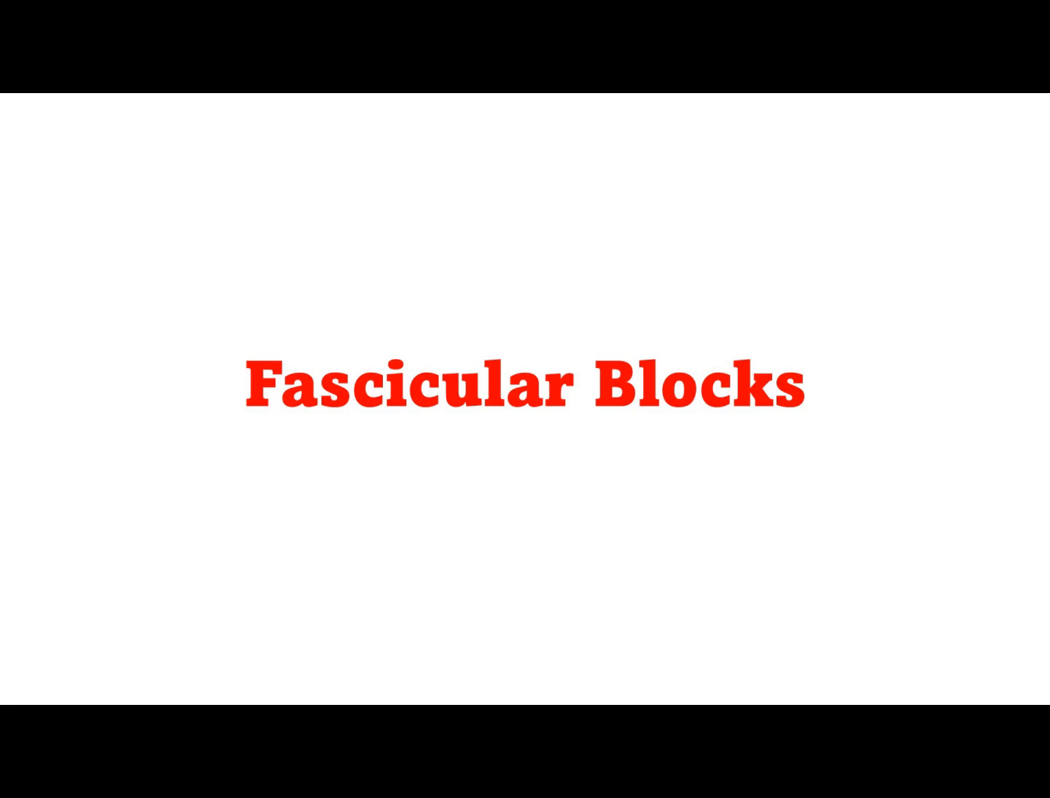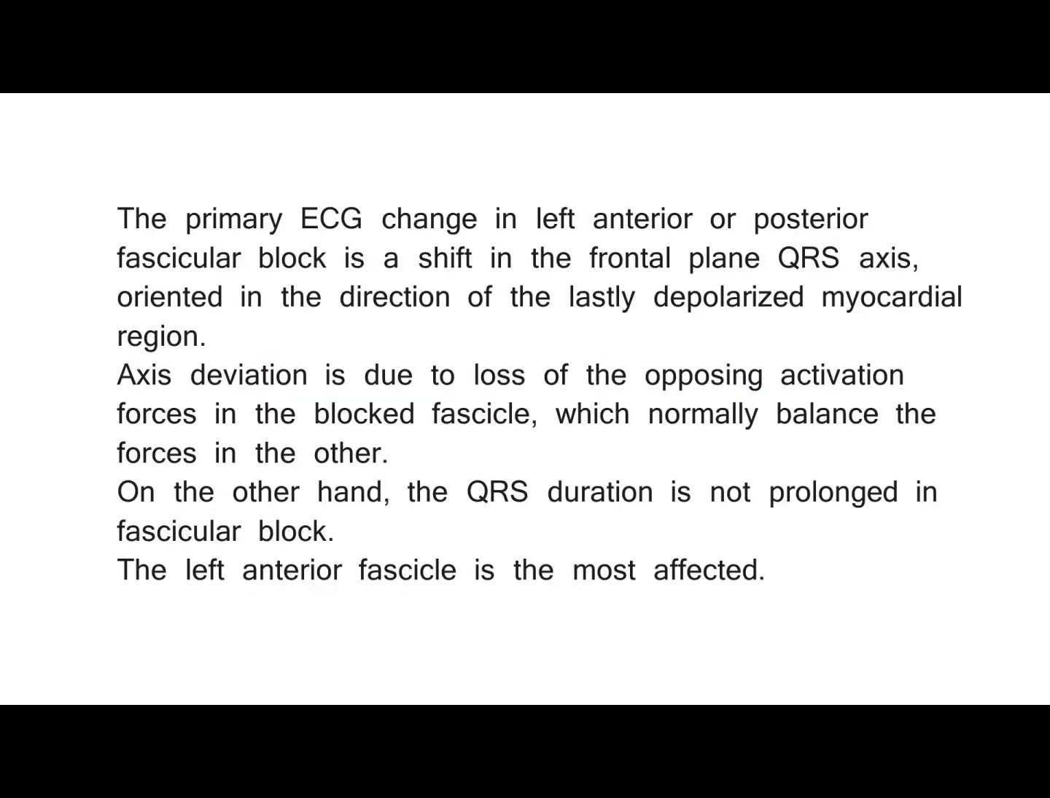Fascicular blocks. The primary ECG change in left anterior or posterior fascicular block is a shift in the frontal plane QRS axis, oriented in the direction of the lastly depolarized myocardial region. Axis deviation is due to loss of the opposing activation forces in the blocked fascicle, which normally balance the forces in the other. On the other hand, the QRS duration is not prolonged in fascicular block.